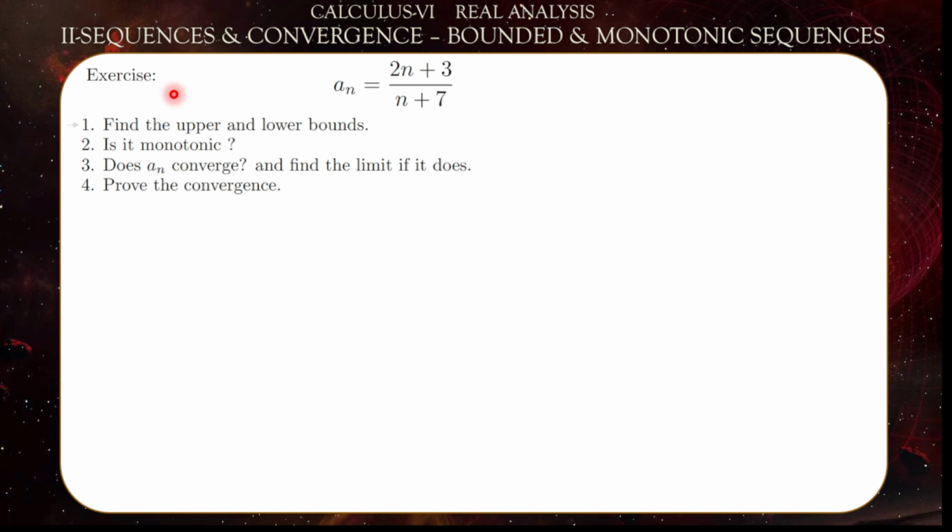A new exercise, let an be equal to (2n plus 3) divided by (n plus 7). Find the upper and lower bounds. Is it monotonic? Does an converge? Find the limit also and prove the convergence.